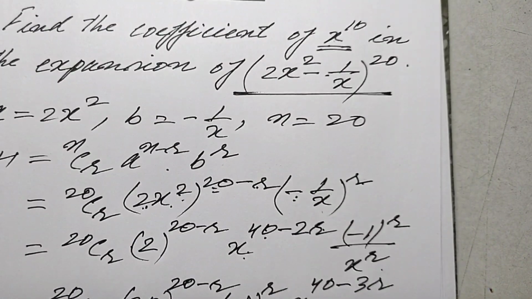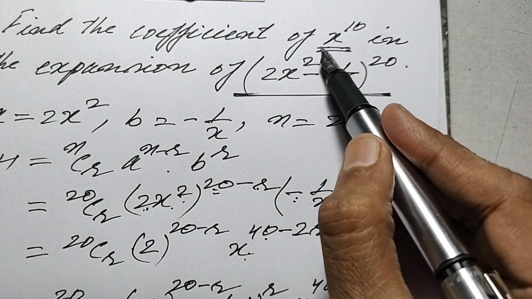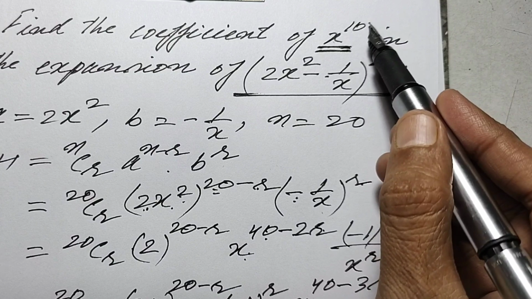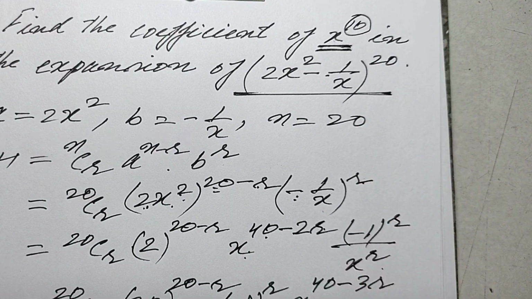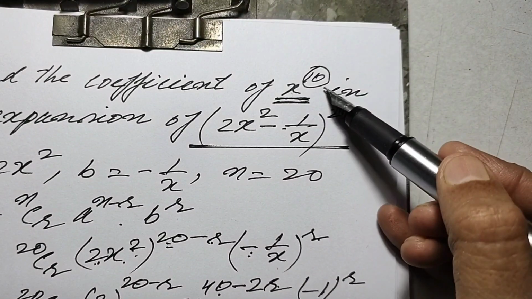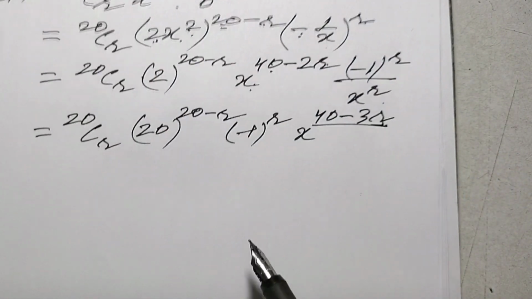In this step, we have to observe which is that variable factor whose coefficient is required, that is x raised to power 10. So in this expression, the power is 10. So we have to equate this expression with the given power of x in our question.